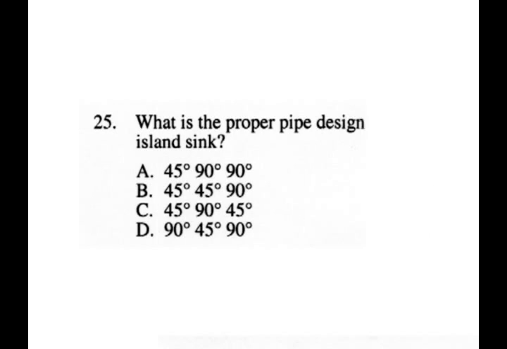Number 25. What is the proper pipe design for an island sink? The answer is letter C, 45 degrees, 90 degrees, 45 degrees. And this is vent pipe design.